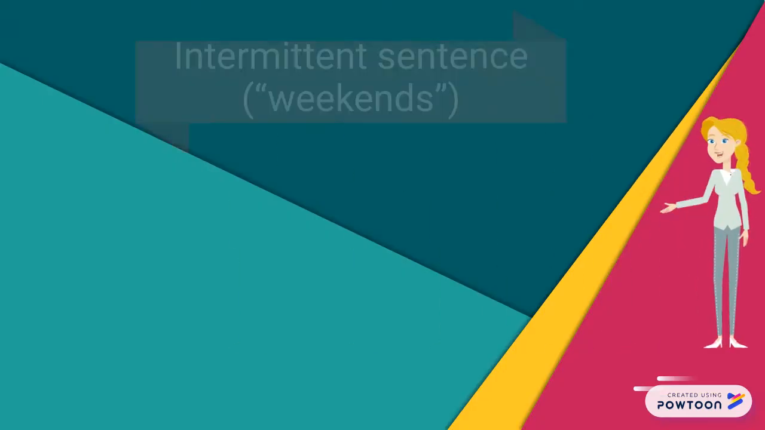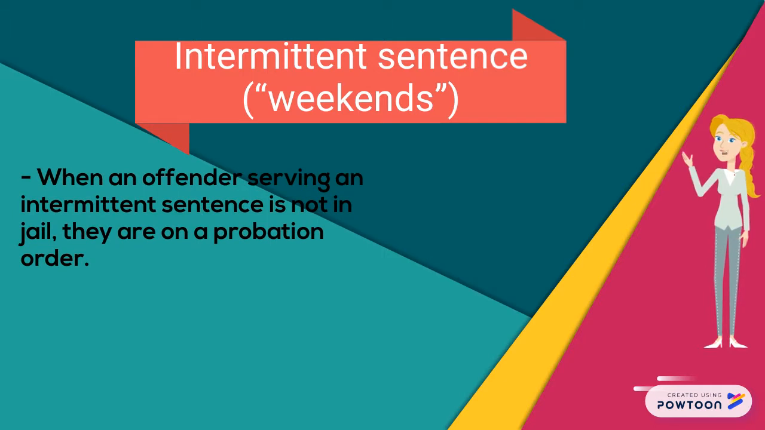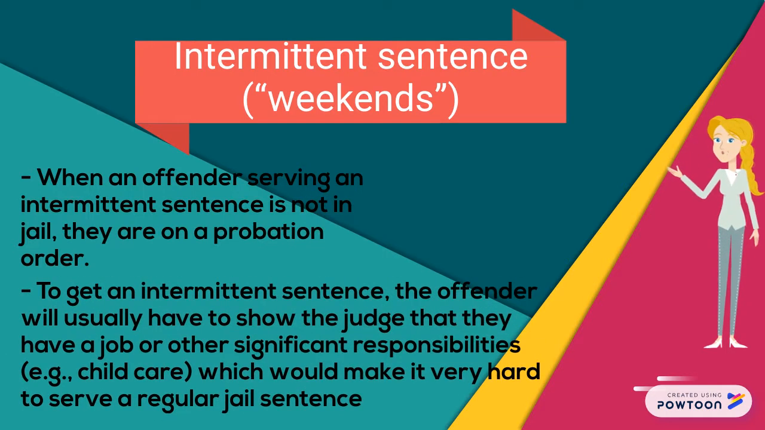An intermittent sentence is a jail sentence that the offender serves in chunks of time instead of all at once. For example, if an offender gets an intermittent sentence, they may go to jail on the weekends, i.e. Friday night until Monday morning, but be out of jail during the week. This continues until the sentence is finished.